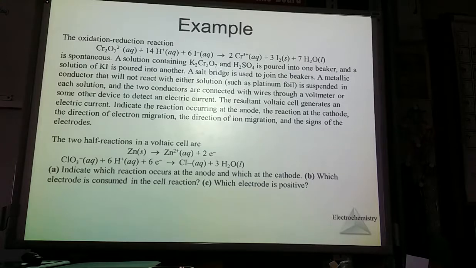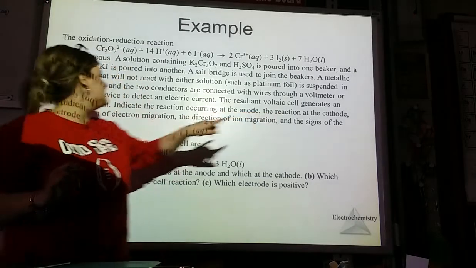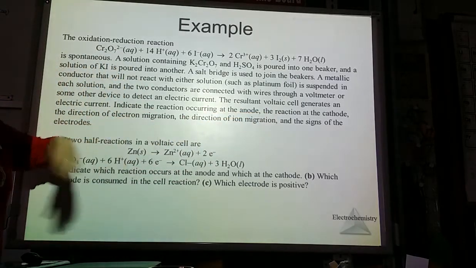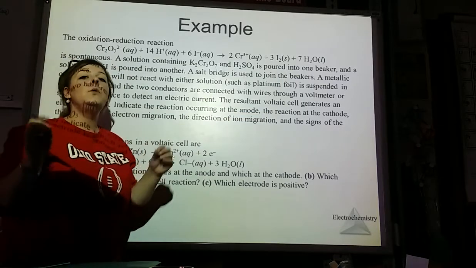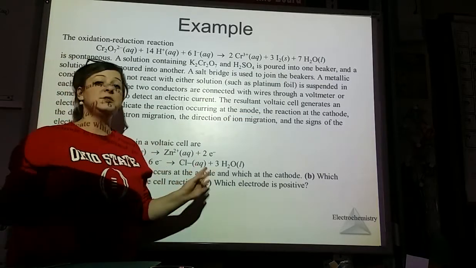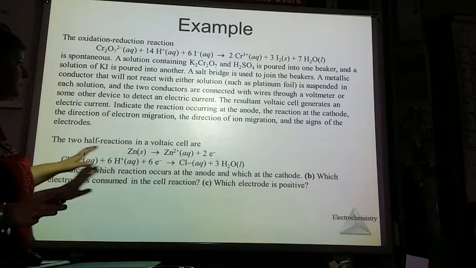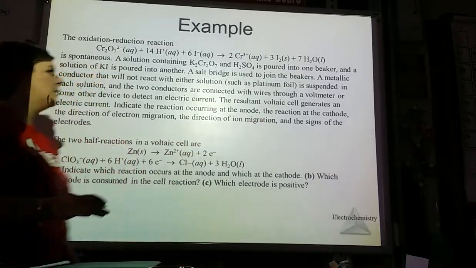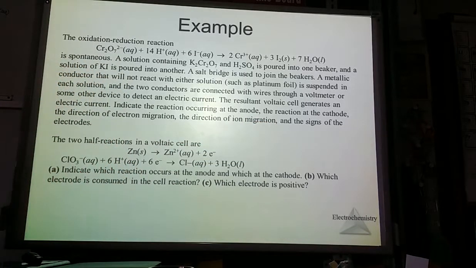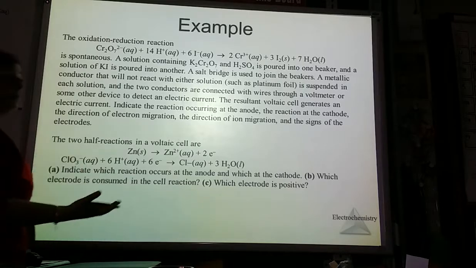The next part of that question, so we answered both of those questions there. The direction of electron migration. Electrons always move from anode to cathode. That's all you have to say. Question answered. The direction of ion migration. If I have a salt bridge, then what will be moving toward KI? What would be moving toward the Cr2O7? So I would say that cations would be moving toward the cathode.